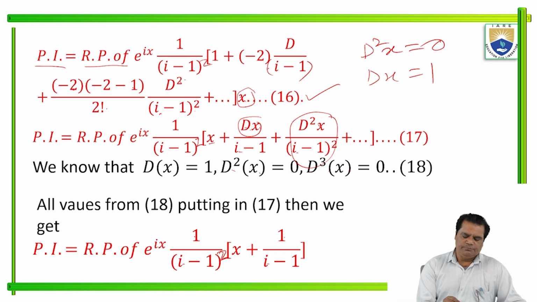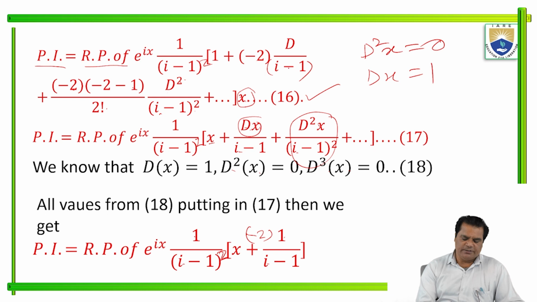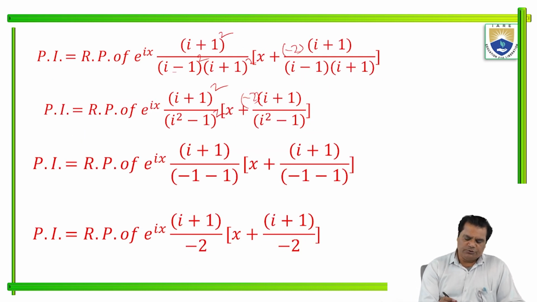And here is minus 2. Minus 2 upon (D minus i) here. So now next, here is minus 2, so here (i plus 1) is squaring this one. Here is (i minus 1) whole square, so (i plus 1) whole square upon (i square minus 1) whole square. Here is x plus minus 2, because here minus 2 into D upon (D minus i). So minus 2 is there. So now minus 2, this one, (i plus 1) upon (i square minus 1). So i square is minus 1, here is minus 2. So this minus 2 and this minus 2 cancel.